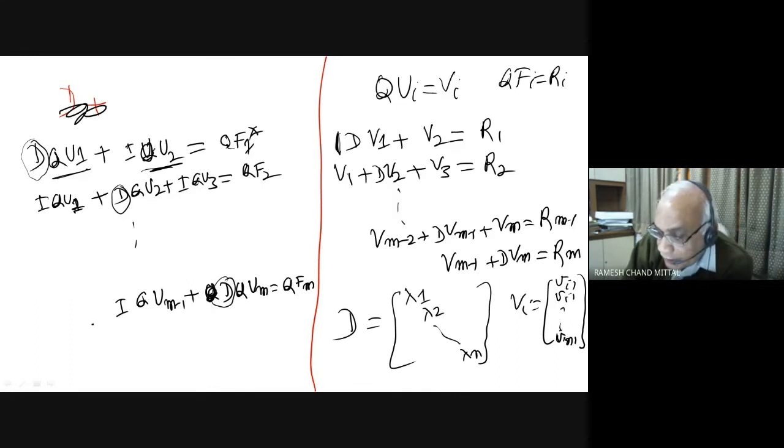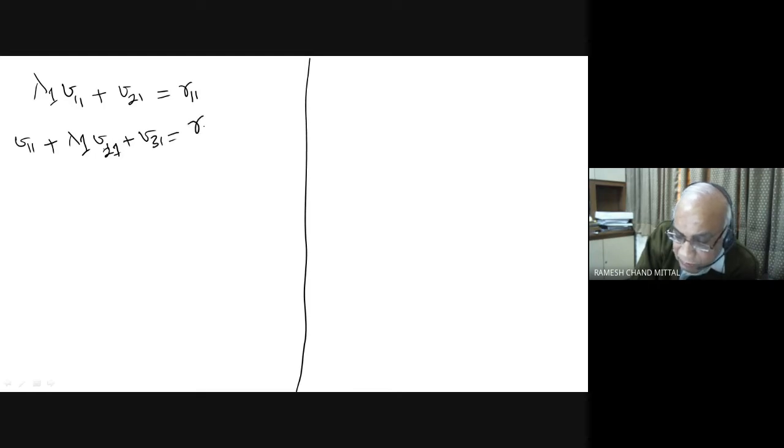If you understand this, then when I write the second equation, it will come from the second block's first equation, with the same eigenvalue. So V21 plus V31 is equal to R21. Keep on doing so. My last equation will be V(m-1)1 plus lambda 1 Vm1 equal to Rm1.